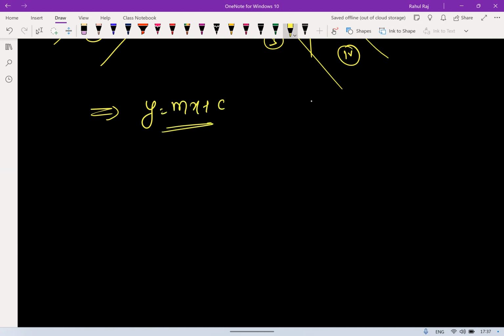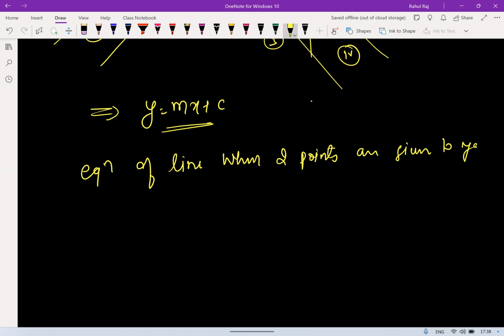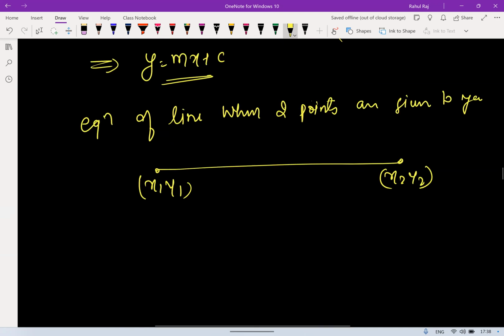Now, equation of a line when 2 points are given to you. What do you mean by this? Equation of a line when 2 points are given to you. Like imagine this is a point x1, y1, and this is a point x2, y2. This is given to you. So how do you derive the equation of a line?